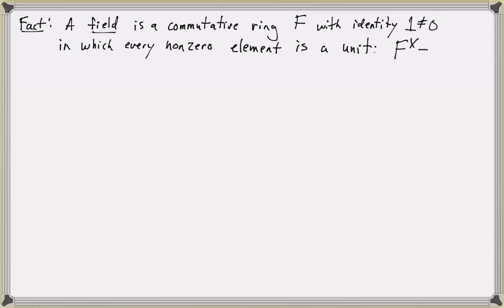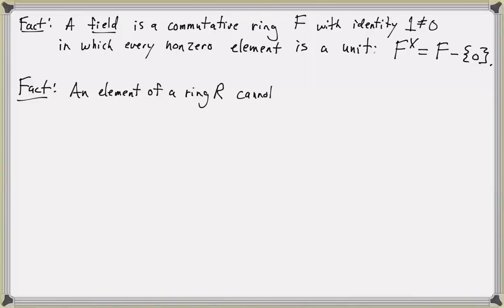So the set of units is the field minus zero. Now another fact about units and zero divisors: in any ring R, an element of a ring R cannot be both a unit and a zero divisor.